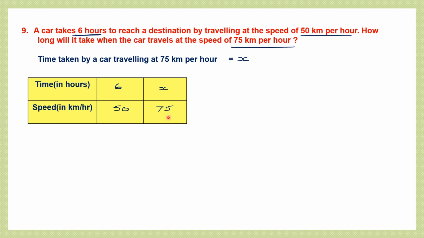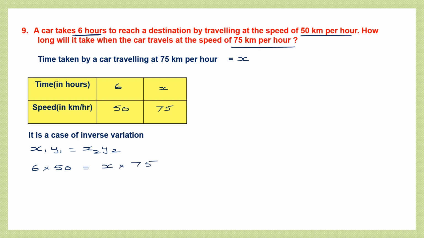So when the speed increases, the car can reach the destination in a lesser number of hours. So the speed is going to increase, but the number of hours is going to decrease. So this is a case of inverse variation. So let's write x1 y1 is equal to x2 y2. So x1 is 6 into y1 is 50. This is equal to x into 75. So now let's find the value of only x. x is equal to 6 into 50 divided by 75.